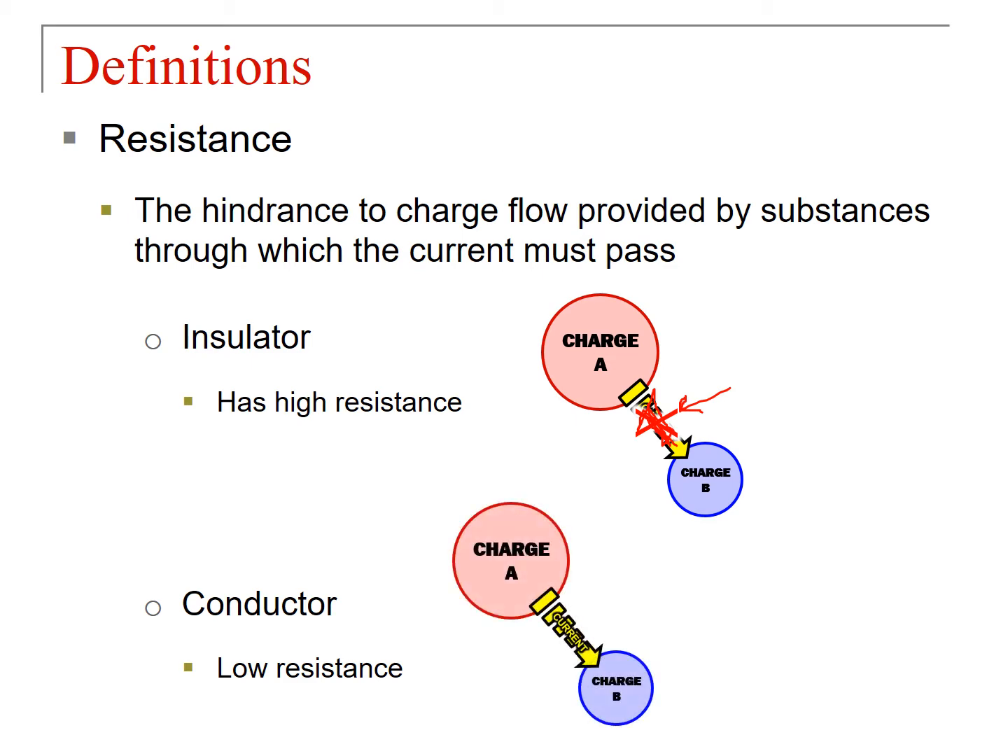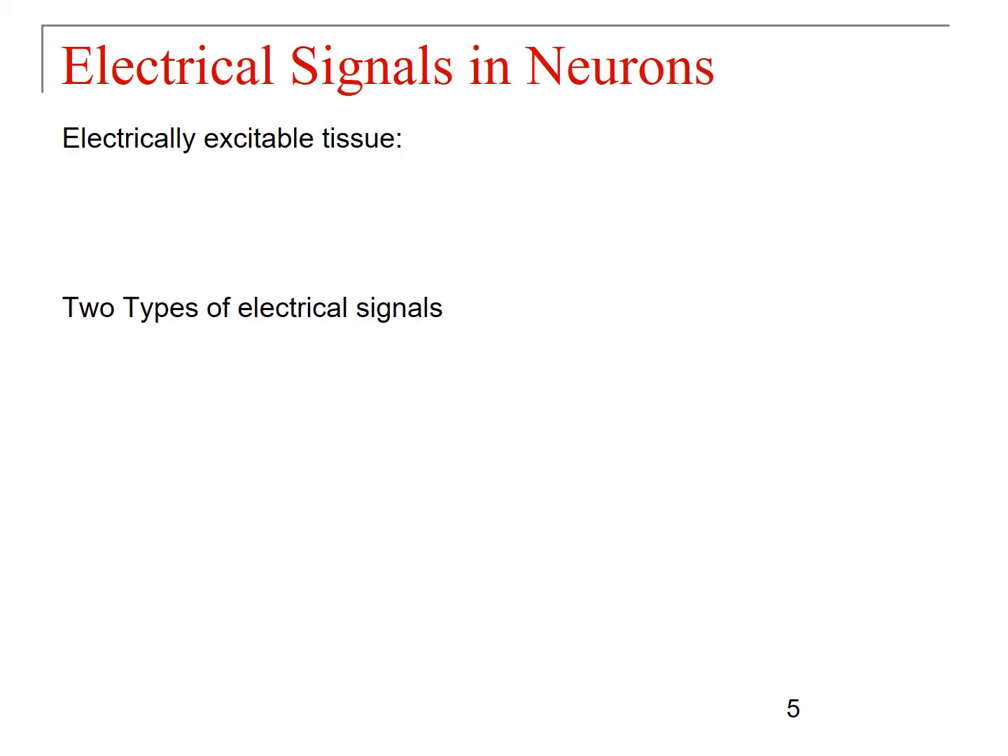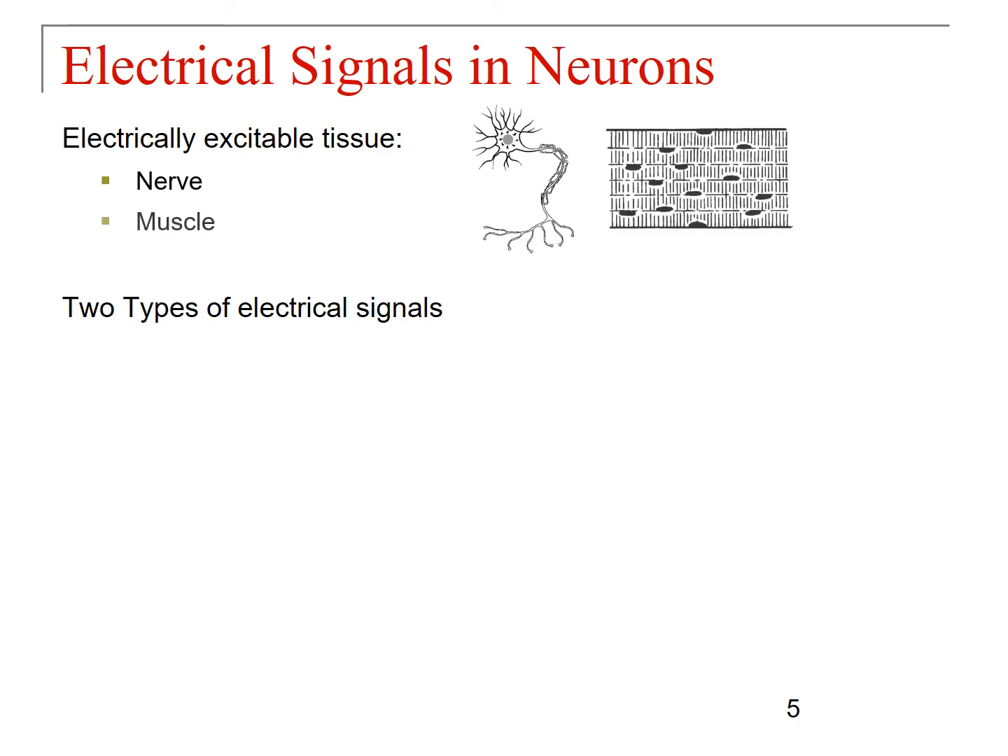A conductor has low resistance, and this means that the current is going to be able to easily flow from charge A to charge B. Sorry about that. I'm pretty bad at drawing arrows with a mouse. But anyway, a conductor is something that has low resistance and can therefore conduct a current pretty easily. Okay, so electrically excitable tissue means that the membranes of the tissue actually have current flow across them. Our two types of electrically excitable tissue are going to be nerve and muscle. We've covered muscle in a previous test, and we're going to be looking at nerves.